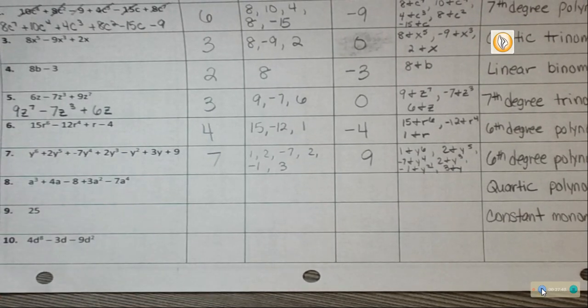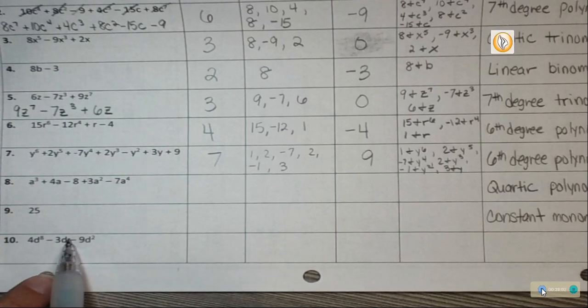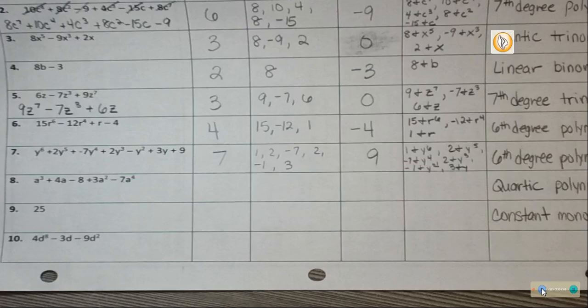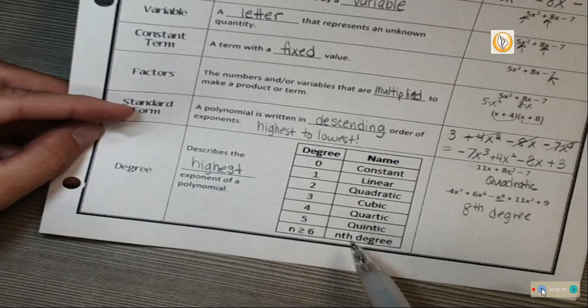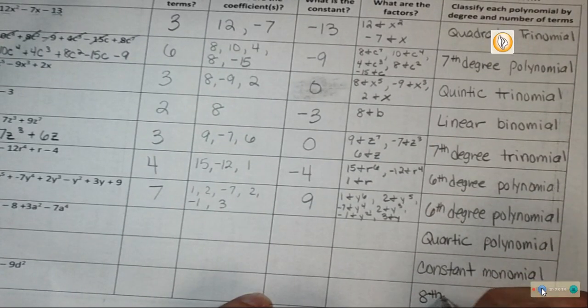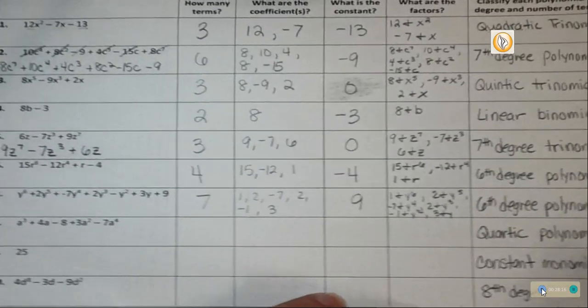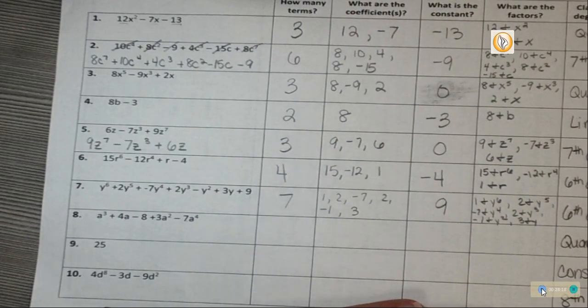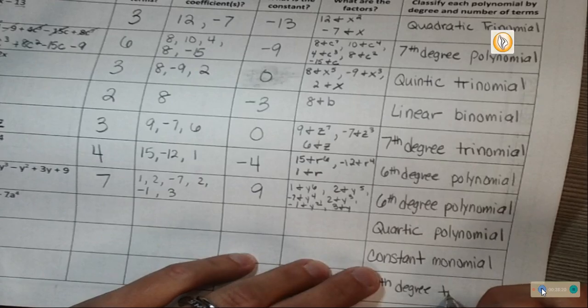All right, so then my last example for right now. I need you to classify by degree. So if I ask you by degree, where do you look? Exponent. So when I look at my exponent, will I use 2, 1, or 8? 8. Why? It's the highest. So 8 doesn't have a special name, so I'll call it an 8th degree. And it had 1, 2, 3 terms. So what's that mean? Trinomial.